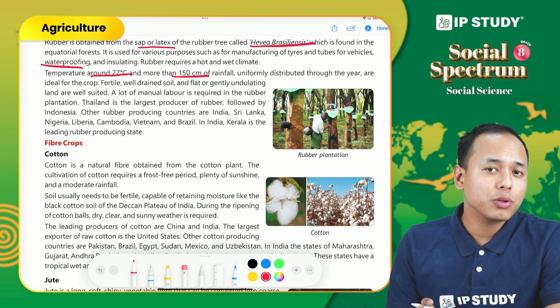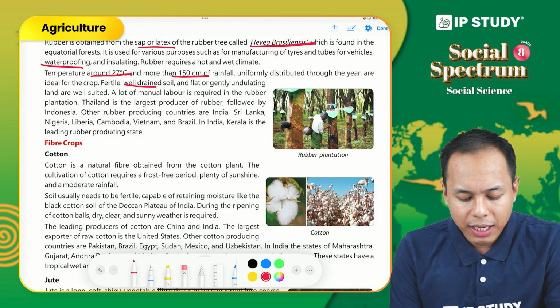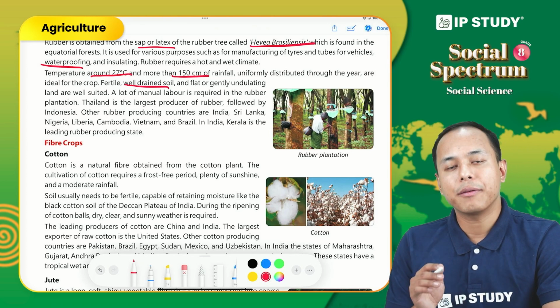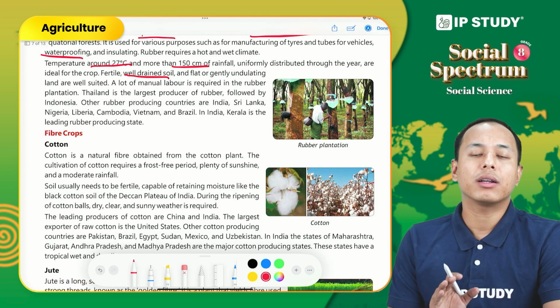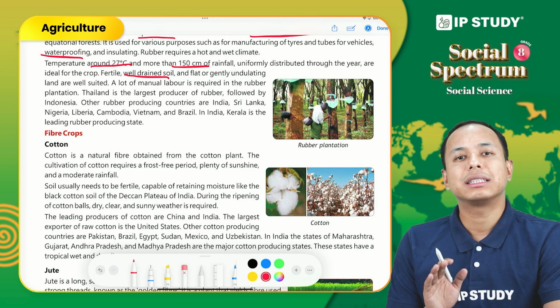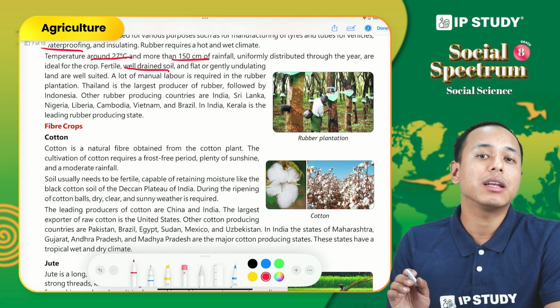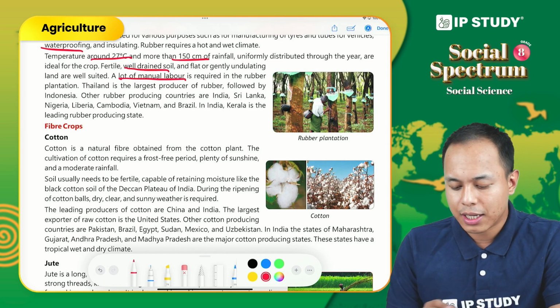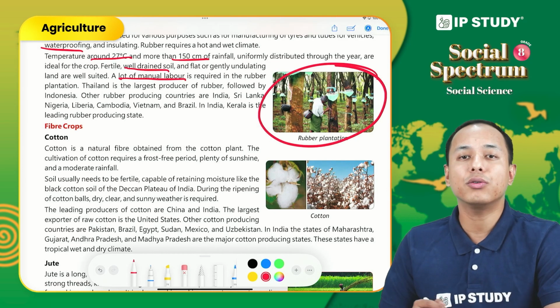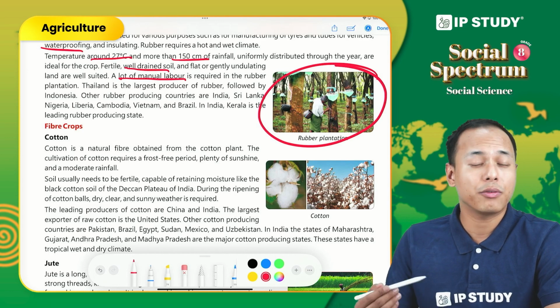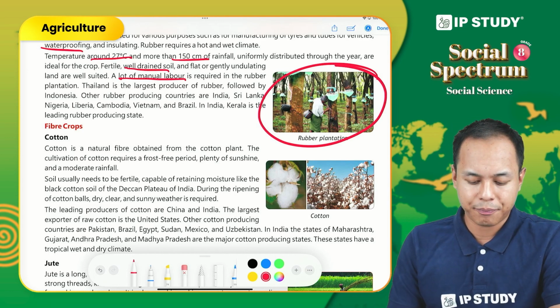When we talk about the soil, it should be fertile and well drained. There should be no water logging or stagnant water. It is harmful for the tree. A lot of manual labor is also required, as we can see here in the picture, in order to extract rubber, or we can say sap or latex, from the tree.